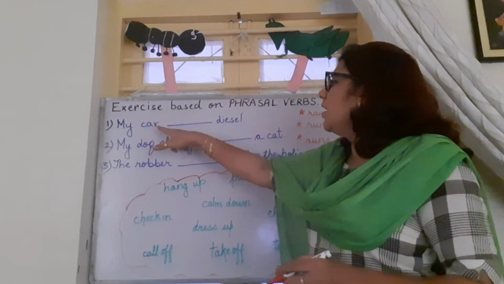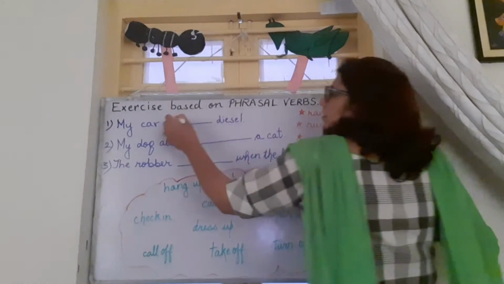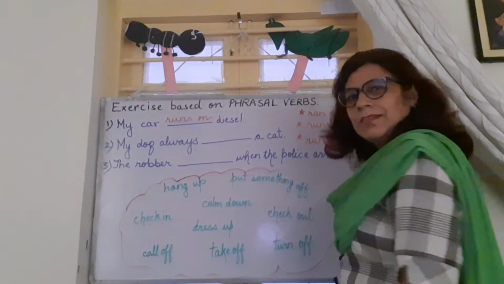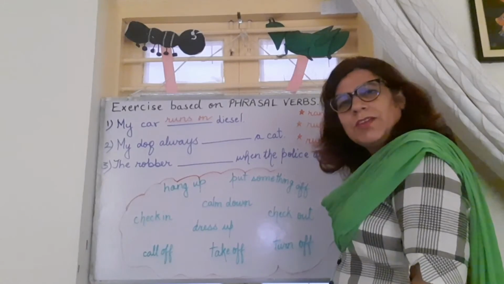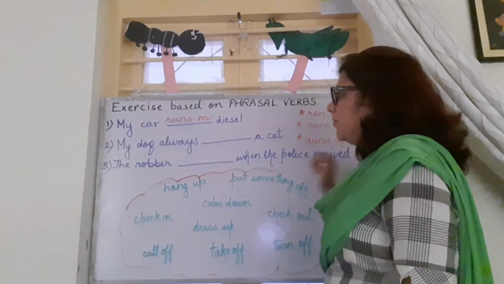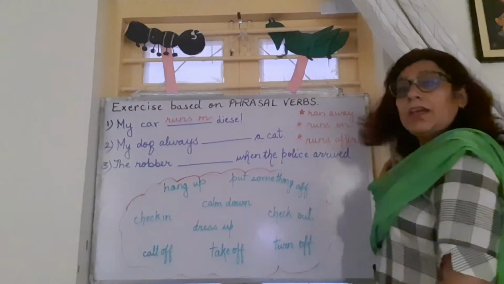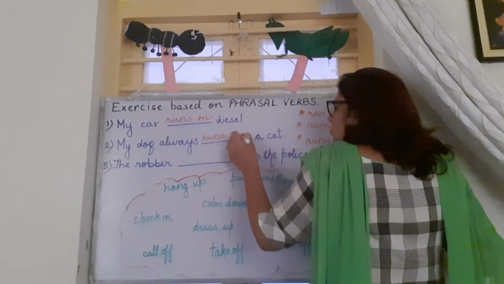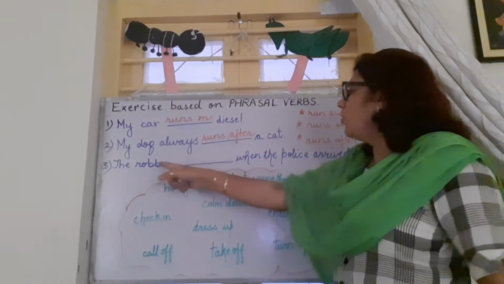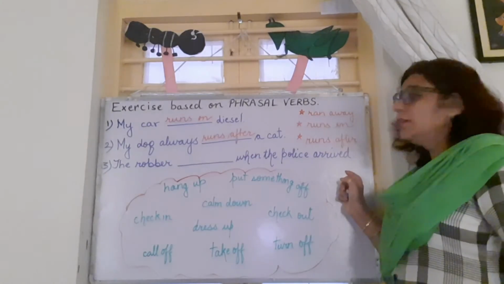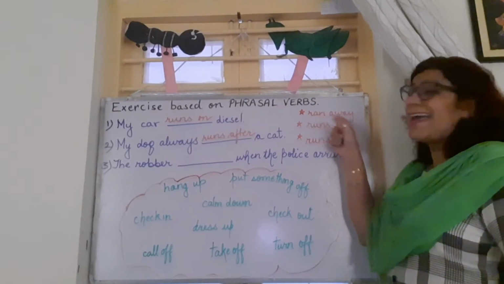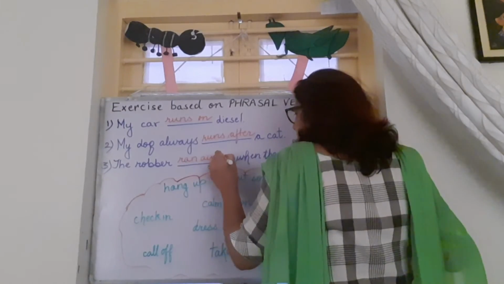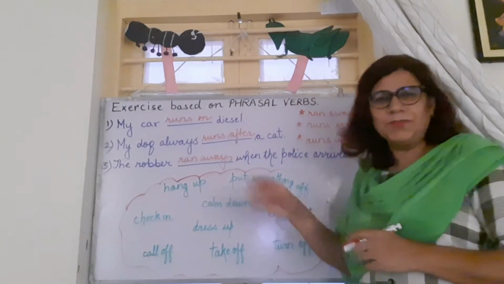First one, my car runs on diesel or petrol. My dog always runs after a cat. When I say runs after, here it means goes after a cat. The robber dashed when the police arrived. The robber ran away. Ran away means here he escaped. So these are a few examples.